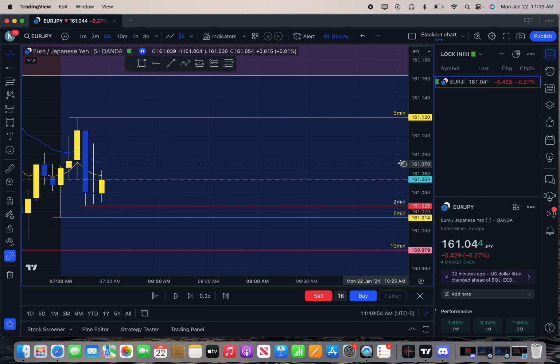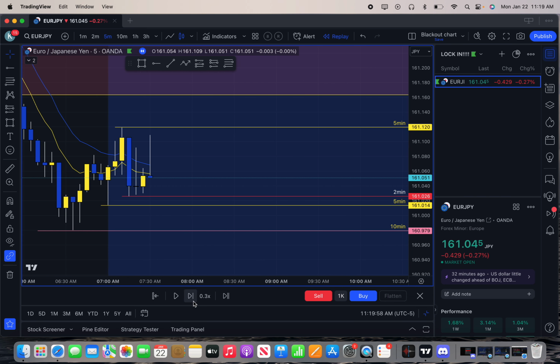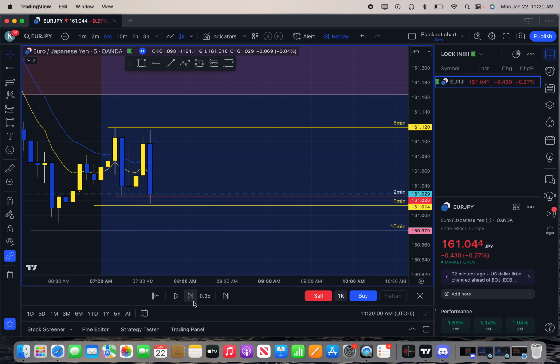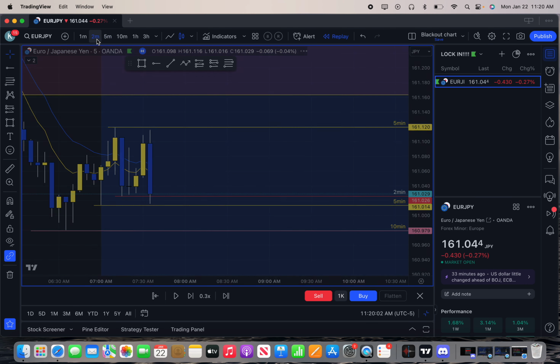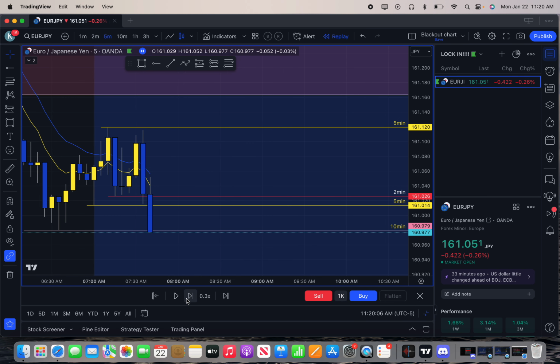So what I want to do now is just be patient. Let's go through structure, see what it does. I see the 2-minute got broken. Let me see if it closed. It didn't. So now we just go back to the 5 minute.